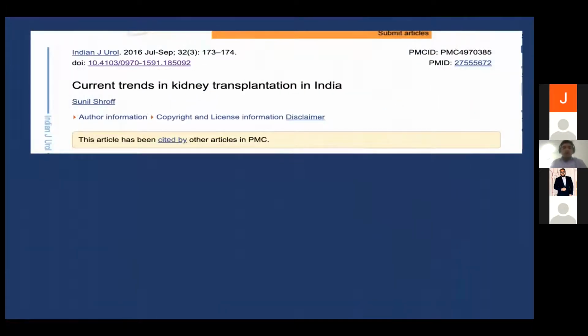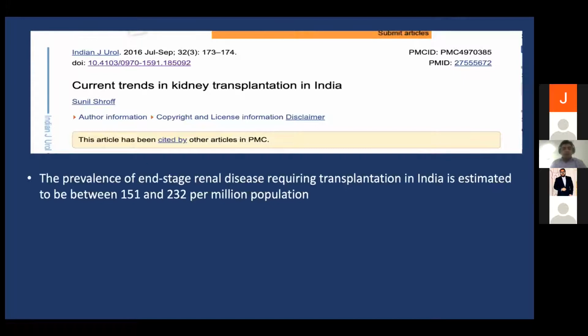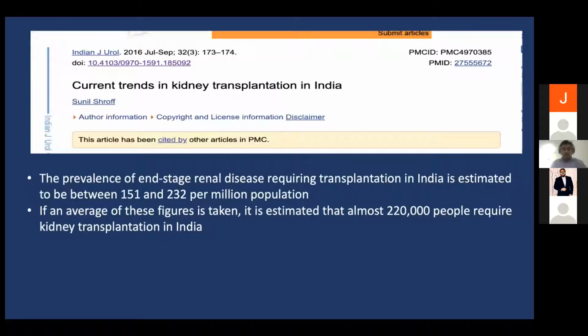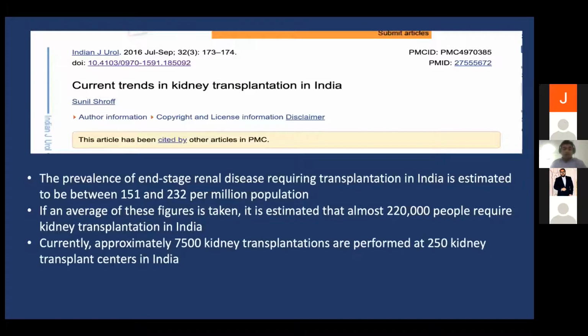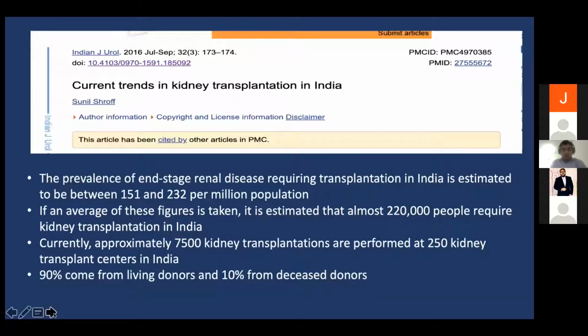So what exactly are the current trends in kidney transplantation in India? This is a fairly older reference, like 5 years back. The prevalence of end-stage renal disease requiring transplantation in India is estimated to be between 151 and 232 per million population. If an average of these figures is taken, it is estimated that 220,000 people require kidney transplantation. Currently, approximately only 7,500 kidney transplantations are performed at 250 centers. So the numbers correspond to only about 3% of the total people who require kidney transplantation. Among all these transplantations, 90% come from living donors and 10% from deceased donors.